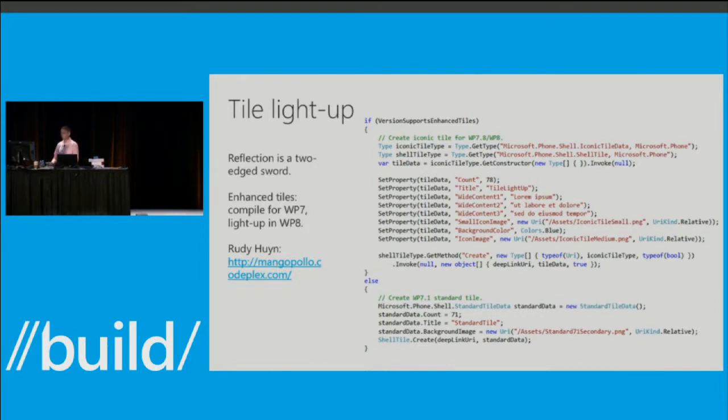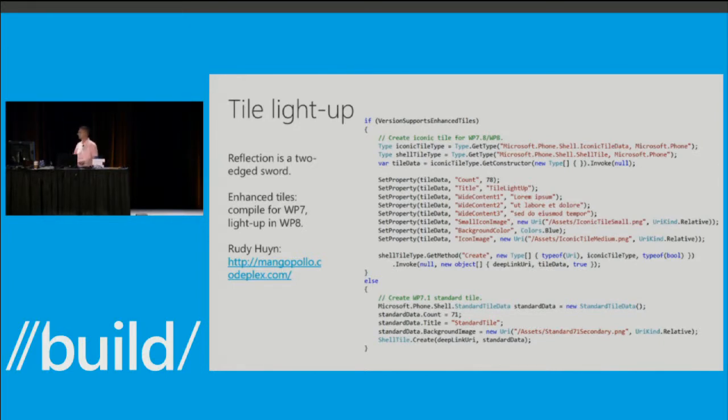And if you're not running on a later version, then you just go ahead and create a standard tile. This is kind of the classic example, as I said. Reflection obviously is something where there are only 2 supported light up scenarios, and that's in-app purchase and enhanced tiles. So you should be wary of using reflection as a general tactic, because in theory you can get to things that you shouldn't get to, like private members, for instance, but if it's not documented and it's not public, you shouldn't be touching it.